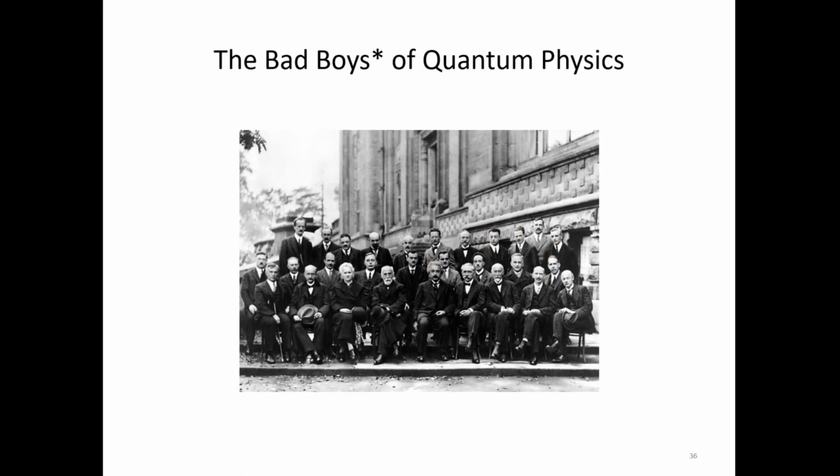But I think it is important that we make a correction here when we talk about the bad boys of quantum physics. Who was the baddest of them all? Right here, Marie Curie, first woman to win a Nobel Prize, first person to win it twice, only one to win it in 2 different science categories. Madame Curie, you are the baddest of them all.